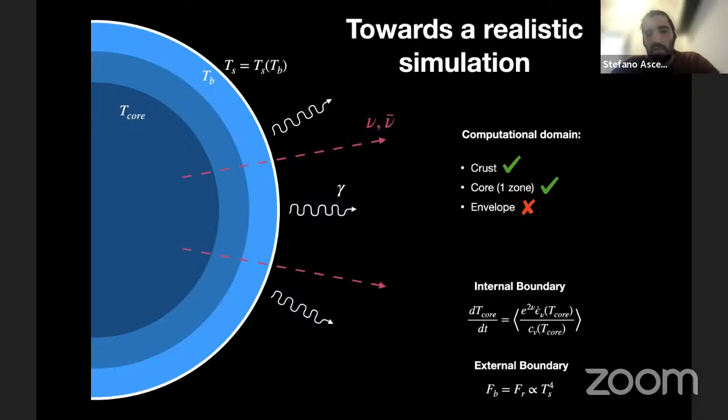The core evolves according to this equation, where we neglect the contribution of the heat flux between the core and the crust, and we consider only the neutrino cooling of the core. On the other hand, concerning the external boundary condition, we simply state that the flux at the boundary between the outer crust and the envelope is equal to the flux that the envelope radiates through black body emission. So these are our internal and external boundary conditions.